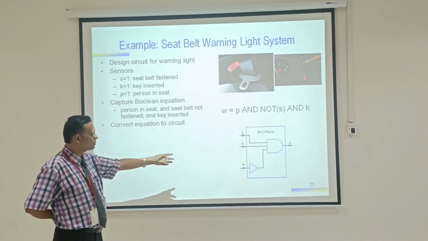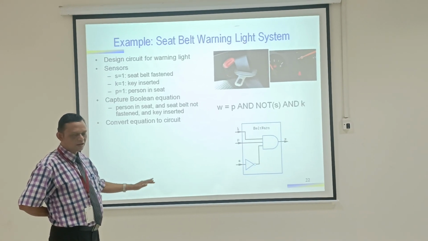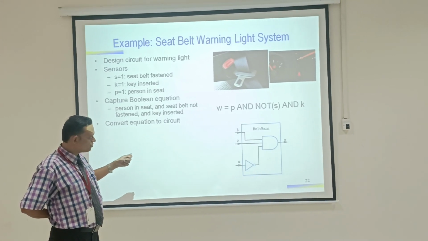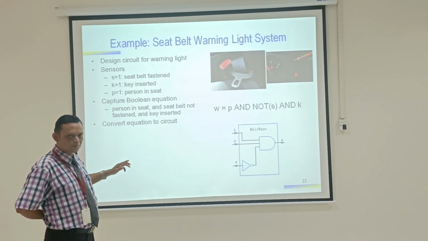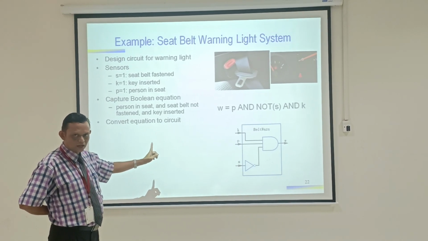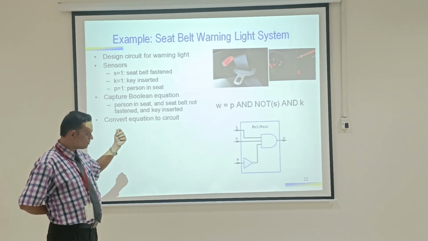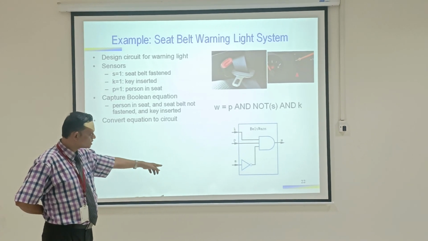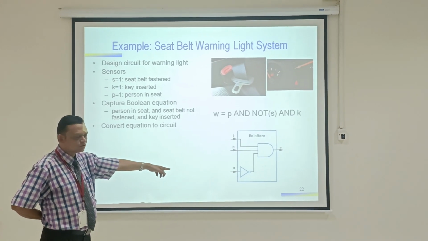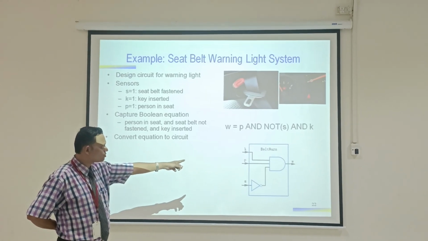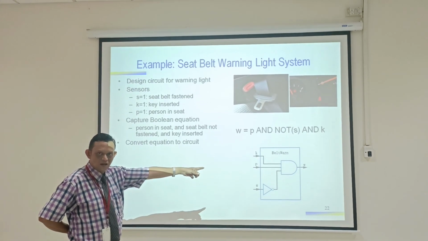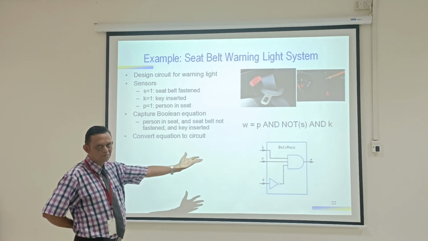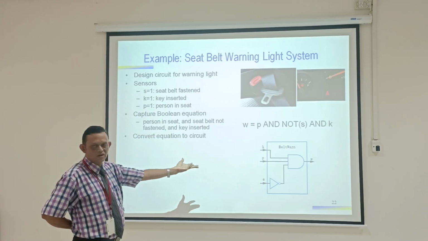When he is sitting properly and has inserted the key, and if he is also wearing the belt properly, in the sense that S will be 1, this is a very important thing. If he wears the seat belt properly, S will be 1. Then the NOT gate output will be 0. If any one of the inputs to the AND gate is 0, automatically the output is also 0. So either the bulb or the system will not work.